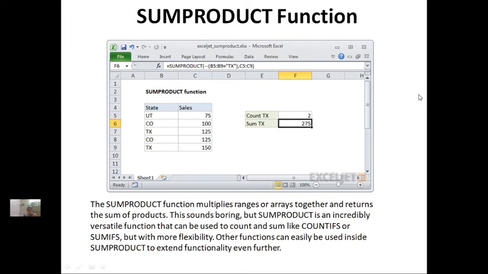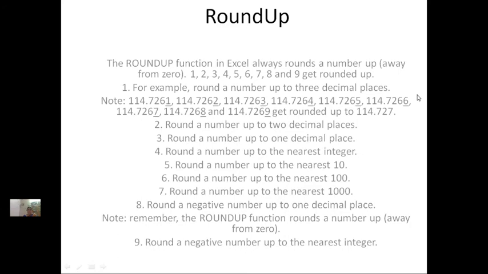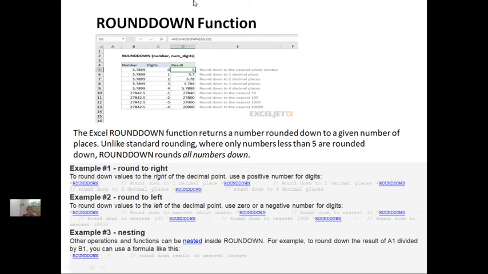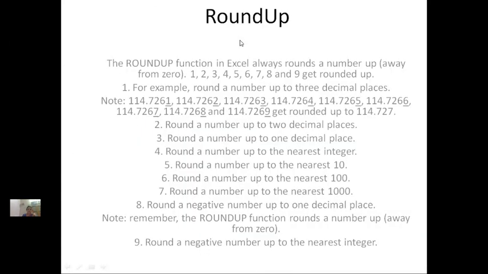Now students, let us go to the next slide, round up. The round up function in Excel always rounds a number up. It removes the decimal part of the number or rounds the values. Now let us see the next slide, the example of the round up function.